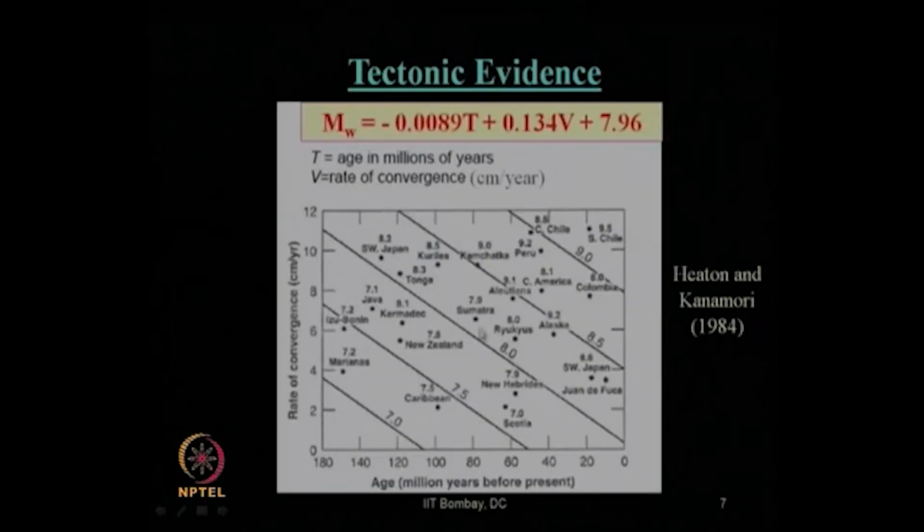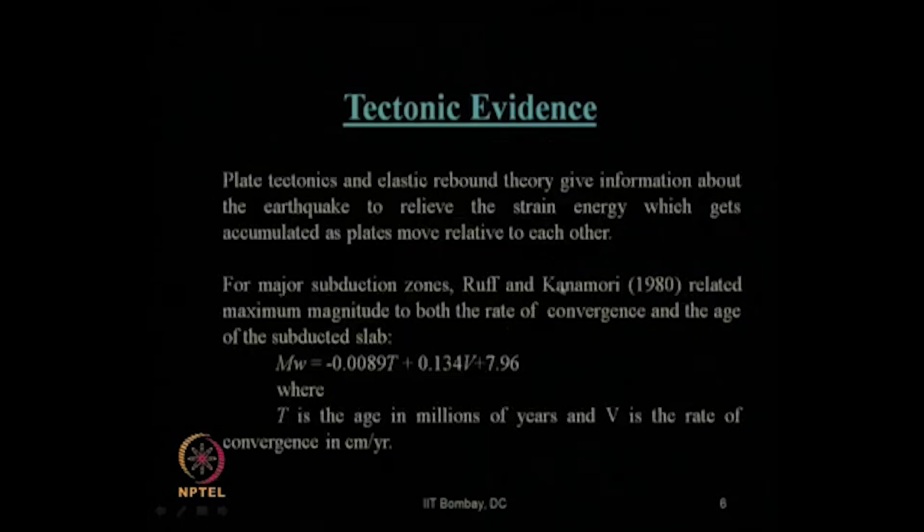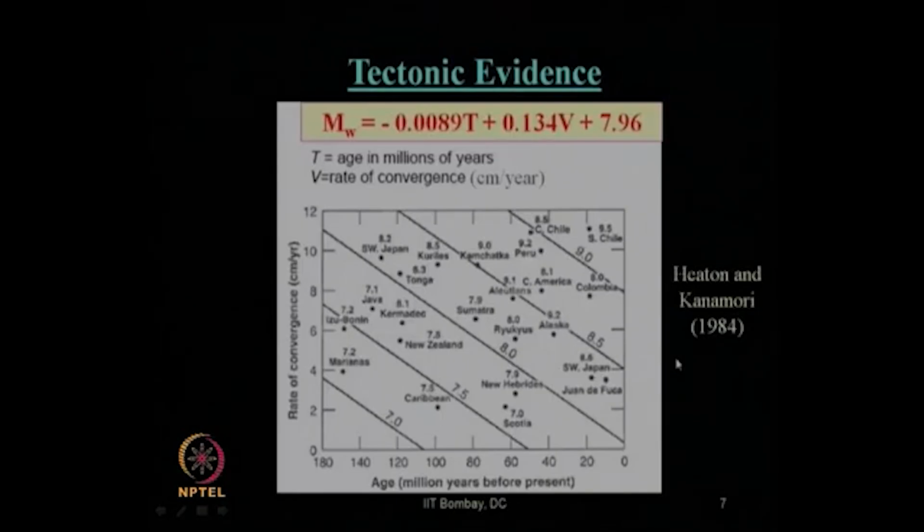So, the same equation. This tectonic evidence, how it was proposed and further modified: this first equation you can see was proposed by Ruff and Kanamori in 1980. Then later on it was slightly modified by Heaton and Kanamori in 1984. What were the changes? They incorporated more earthquake data during this 4-year period. That is what you can see over here.